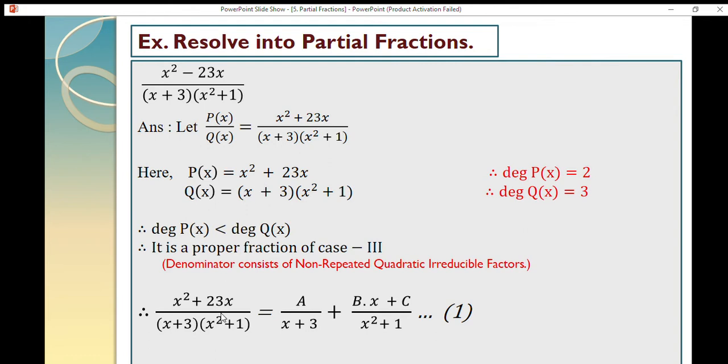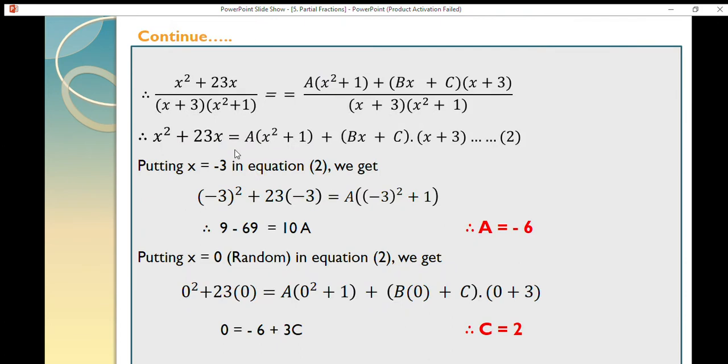So how do we write partial fractions in this case? The given rational fraction is equal to a upon x plus 3, this is by case 1, plus, for the irreducible factor, we write the partial fraction as bx plus c upon x square plus 1. This way only we have to write. Mark this as equation number 1. Now let us further simplify it for a, b and c. This is your left hand side as it is. In the right hand side we just have to do the cross multiplication.